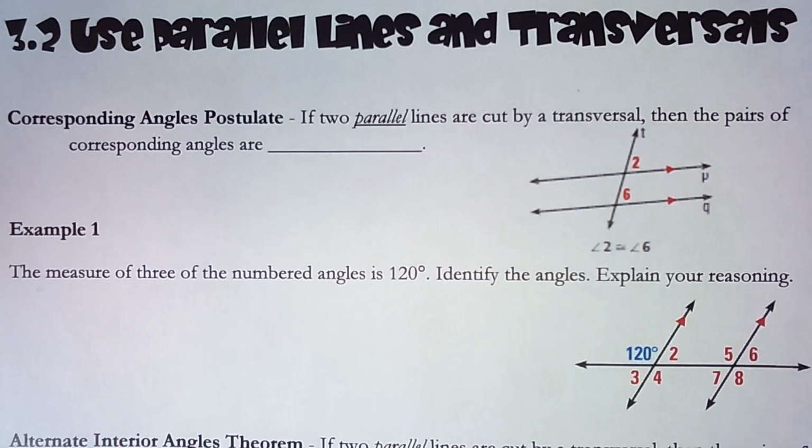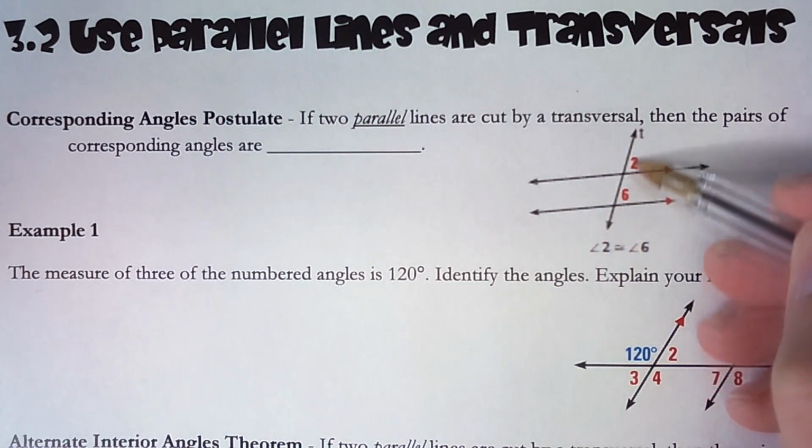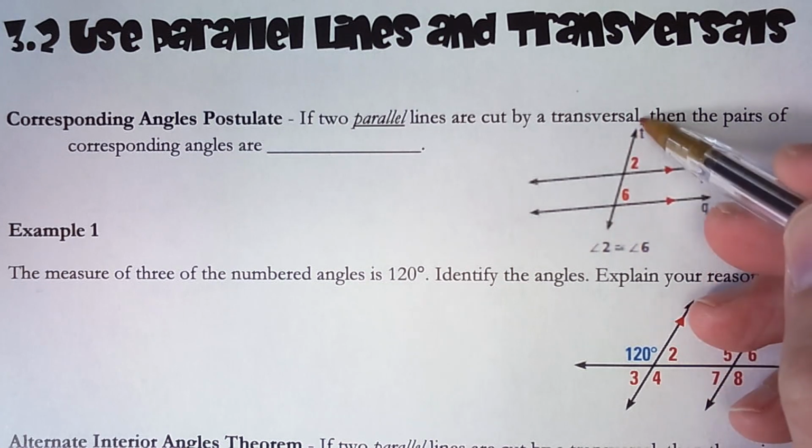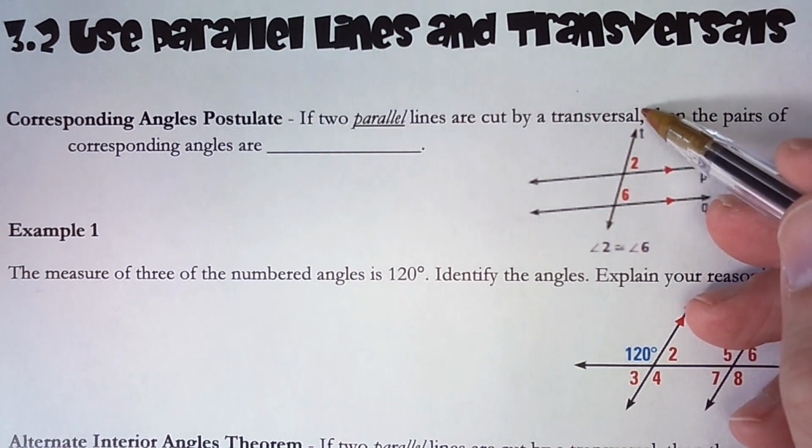Hey everybody, today we are going to learn about parallel lines cut by transversals. Some things that we learned in our previous lesson, one of them is what is a transversal. When you have two lines intersected by a third line, this line right here is called a transversal. It intersects at least two other lines.